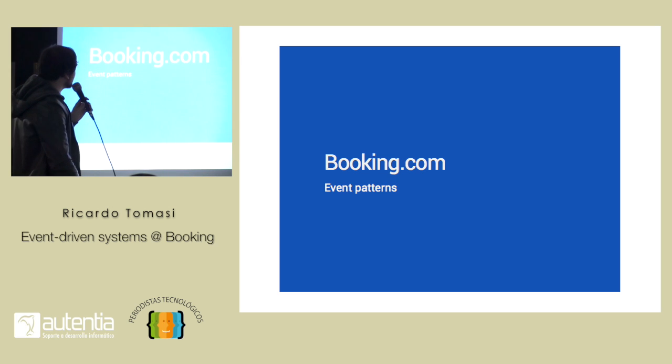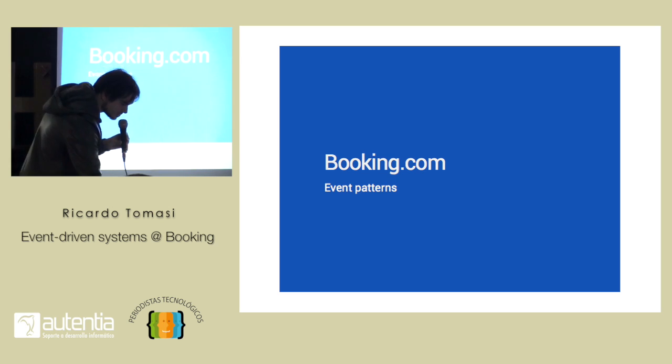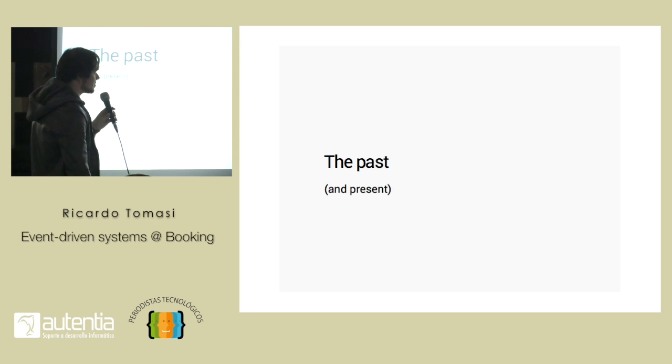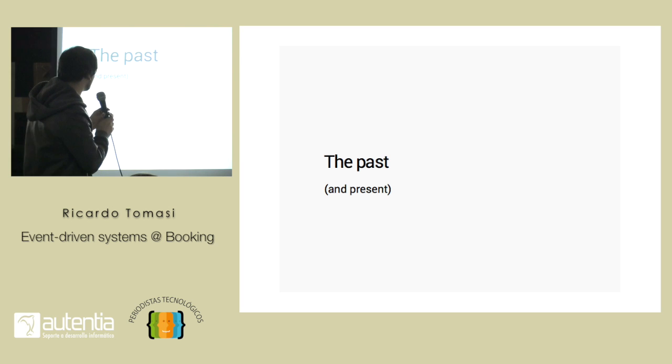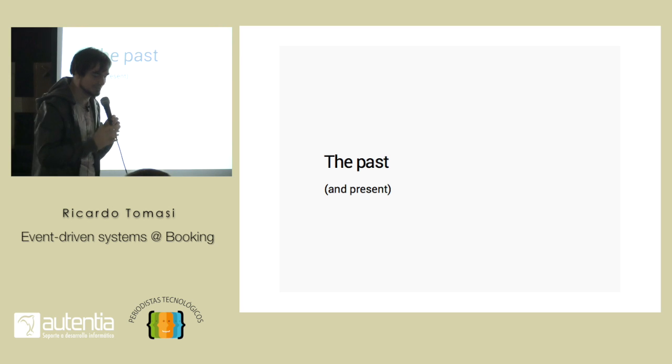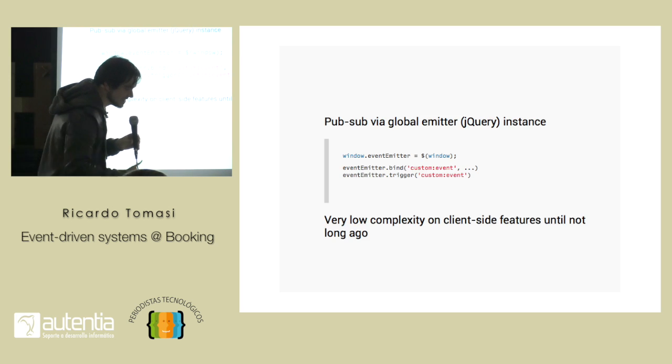So how do we make use of all this at booking.com? First, we'll talk about the past. We have lots of legacy code at Booking. Booking was started in 1996. I have seen code from 1996, but definitely from more than 10 years ago. Yes, we can see 10-year-old code still running and still working fine.